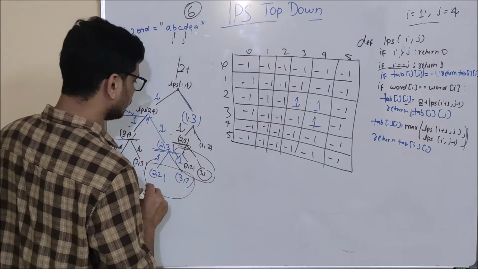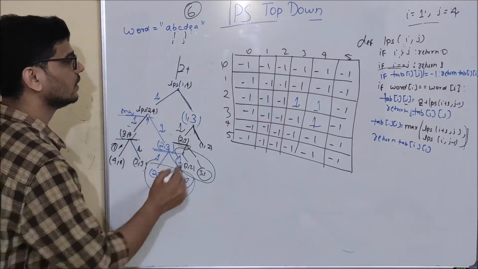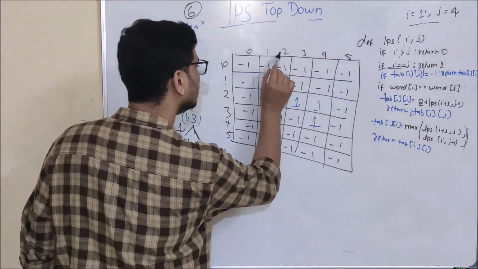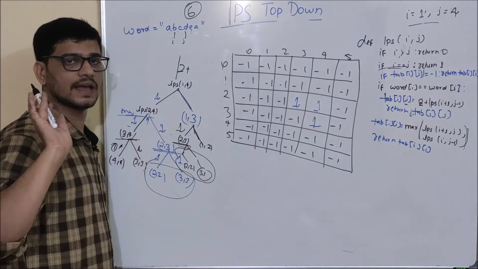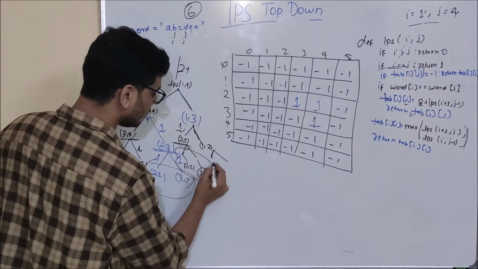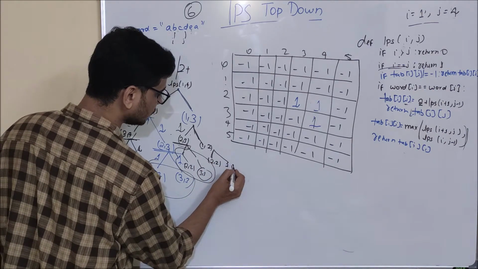Okay. Now what will happen? LPS of 1 comma 2 will be called. So this will be false, this will be false. Again we will check in the table. It is minus 1, so we need to calculate it. 1 comma 2, what will it do? First of all it will increase i to 2 comma 2. And then it will decrease j.